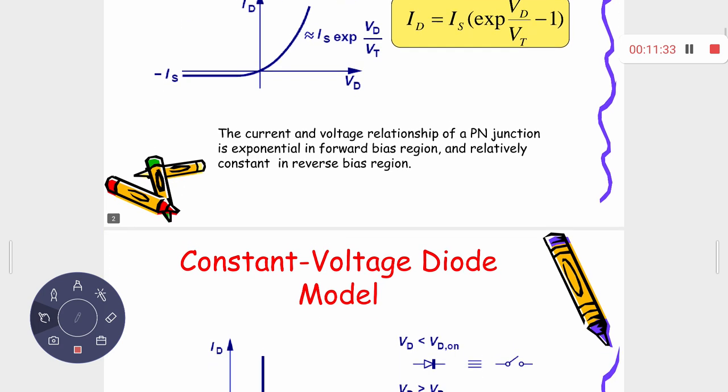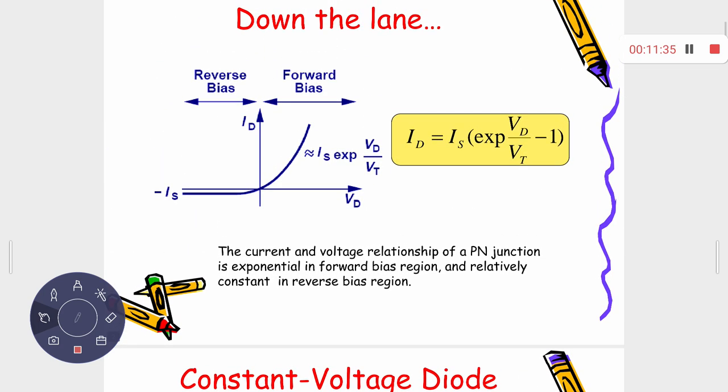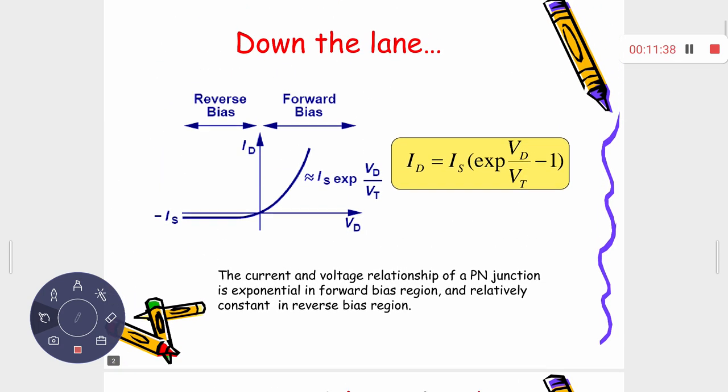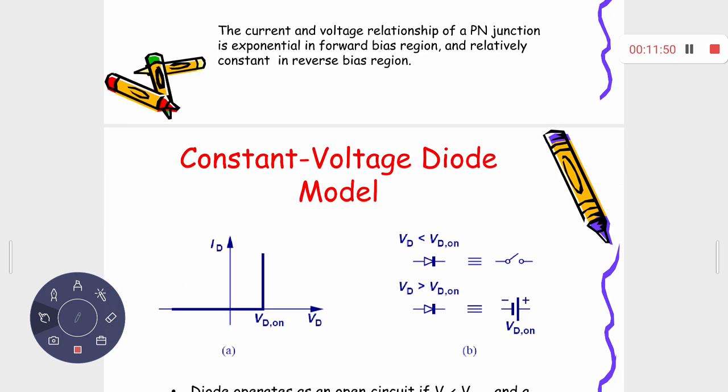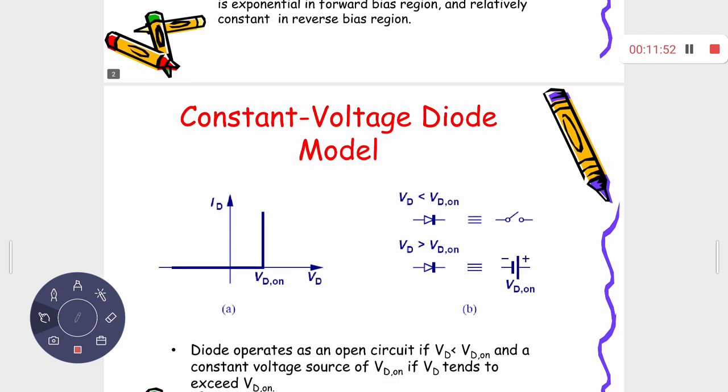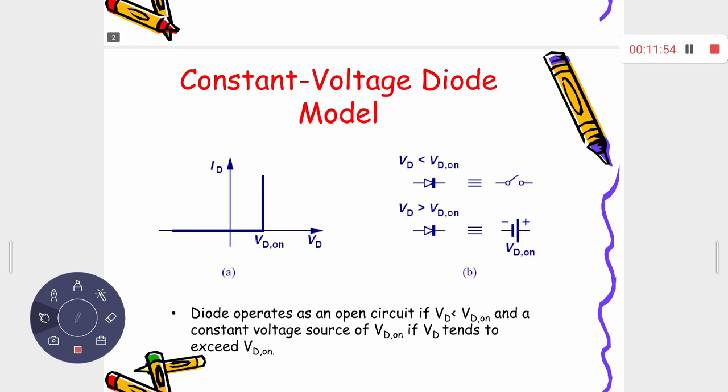So this is the very typical model. Now we are considering this generic model. Now we will develop different models for our analysis. To start with, we will consider the constant voltage model for a diode. The first one is the constant voltage model.